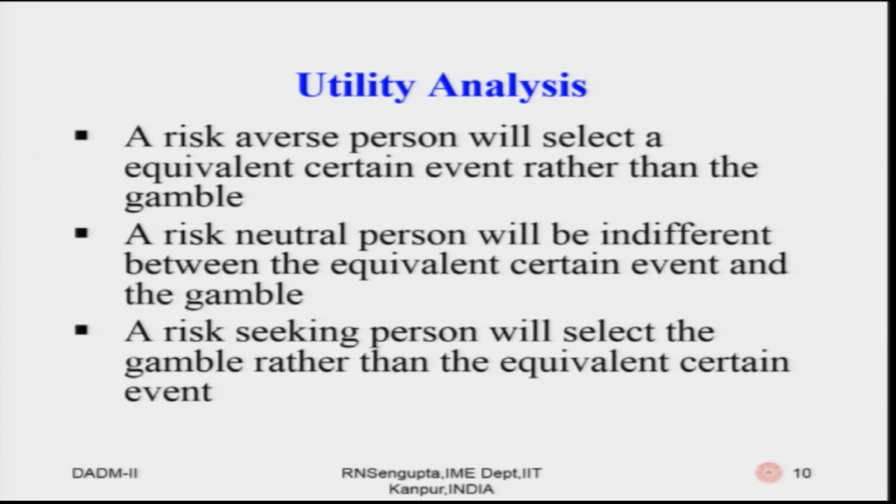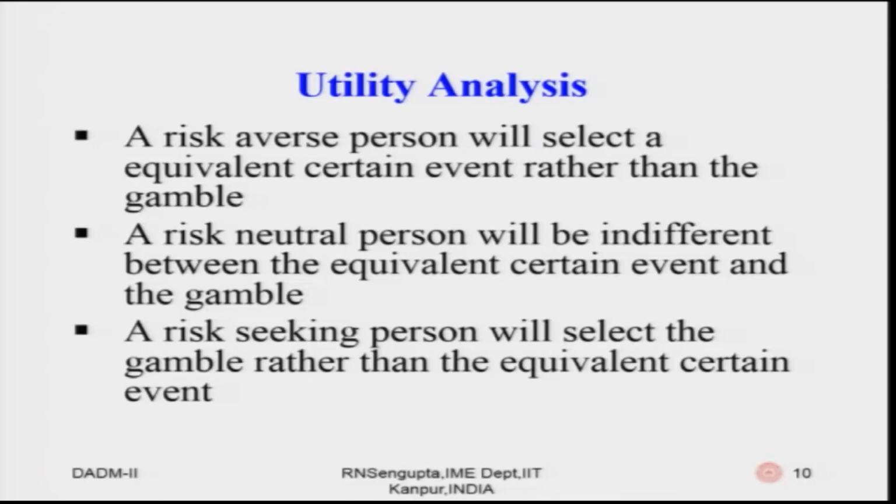A risk averse person will select an equivalent certain event rather than the gamble. A risk neutral person will be indifferent between the equivalent certain event and the gamble, because the values are the same for him or her. A risk seeking person will select the gamble rather than the certainty equivalent, because for him or her taking the gamble would be much worthier in the long run.